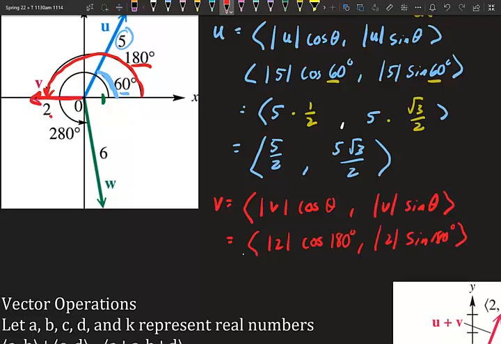Now, sine 180 and cosine 180 are on the unit circle. Since they're on the unit circle, we're going to use those values. So we have 2 times cosine 180, which is -1, and then 2 times sine 180, which is 0. So 2 times -1 is -2. 2 times 0 is 0. Now, it makes sense that it's 0 because that vector is not up and down at all. It's perfectly on the x-axis. That's why our y value is 0.